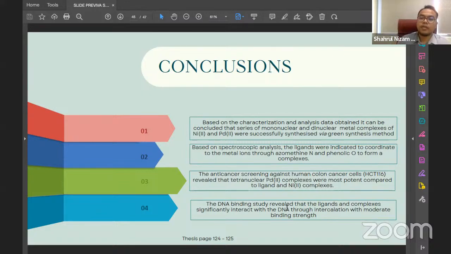metal ion. When we screen the compounds against human colon cancer cells, we can see that tetranuclear is having the highest effective potency compared to the rest of the compounds. And through DNA binding study also, we can tell that ligands and complexes significantly interact with DNA through intercalation. Yeah, I think that should be that.